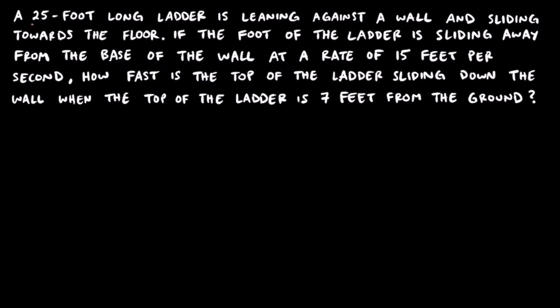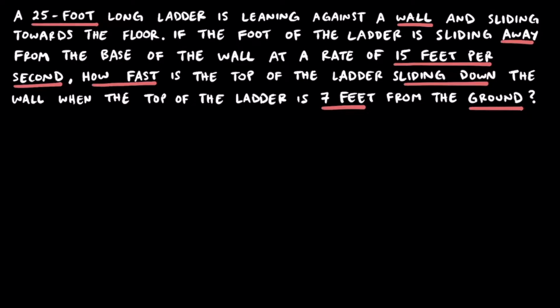First, it's important to know that we have a 25-foot long ladder and it's leaning against a wall and sliding towards the floor. The foot of the ladder is sliding away from the base of the wall, and the rate at which it's sliding across the floor is 15 feet per second. That's one of our rates. The question actually asks us how fast, which is asking us for a rate, is the top of the ladder sliding down the wall when the top of the ladder is 7 feet from the ground.